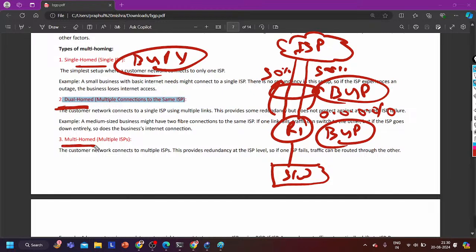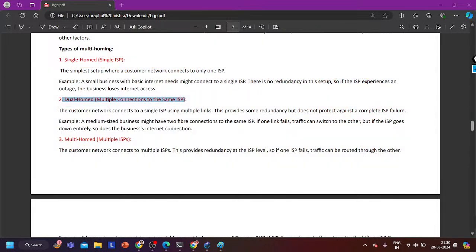Then we have multi-homed. In the earlier scenario, what was the issue? There was only one cable, one ISP. In this scenario, we have two cables between the ISP and my edge router, but we have a single ISP. So this network design is for medium size organizations.